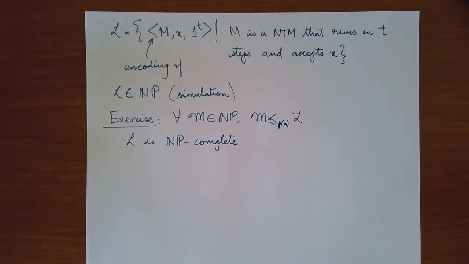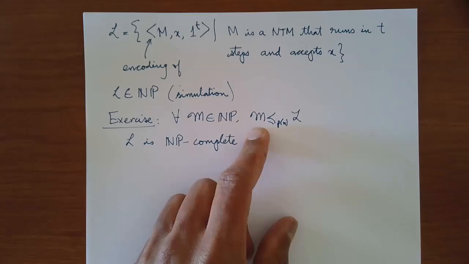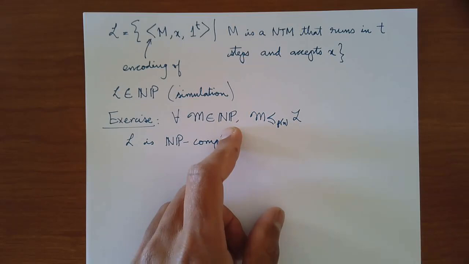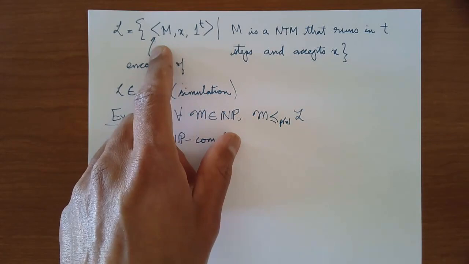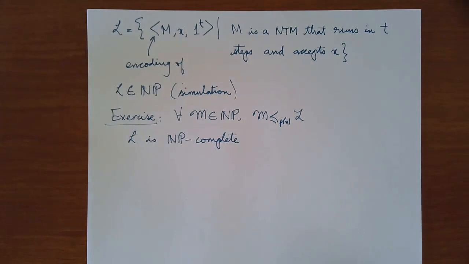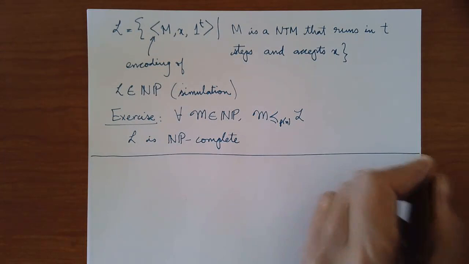Any questions about that? Okay, so this is an exercise. You can actually see the reduction is quite simple. Given any language in NP, there exists a non-deterministic polynomial time Turing machine that decides it. Given that, you can syntactically construct the string, and this is in L if and only if the original string was accepted. So this language is NP complete. But this is such a clunky language, and what we would like is nice NP complete languages.